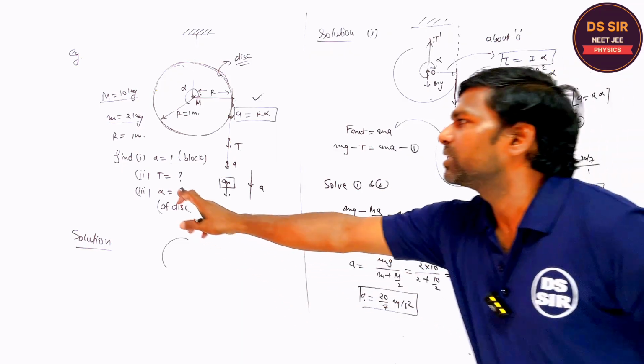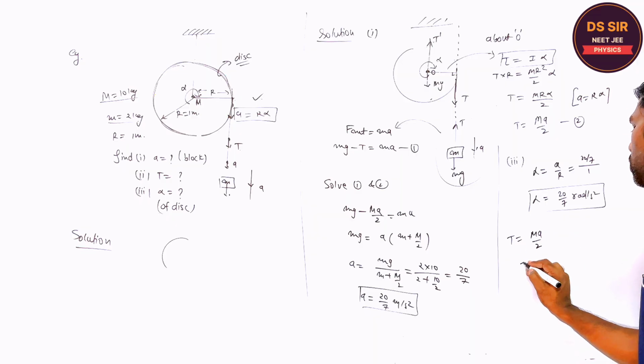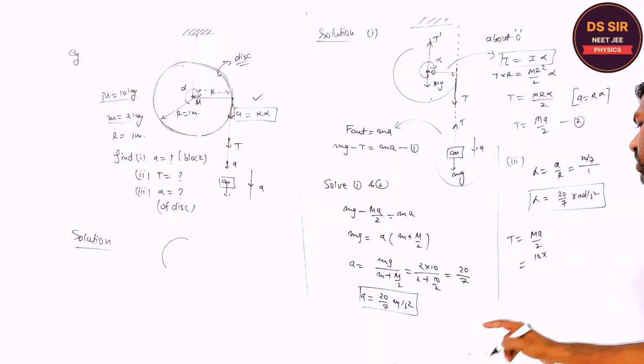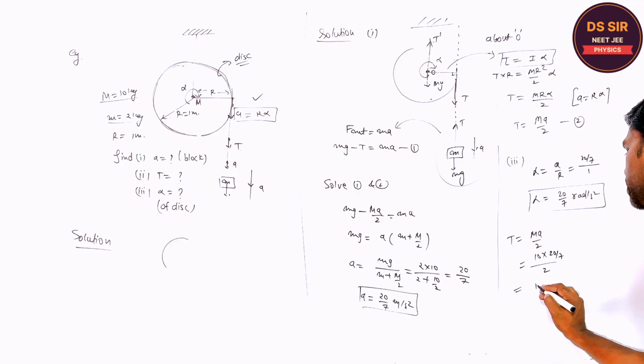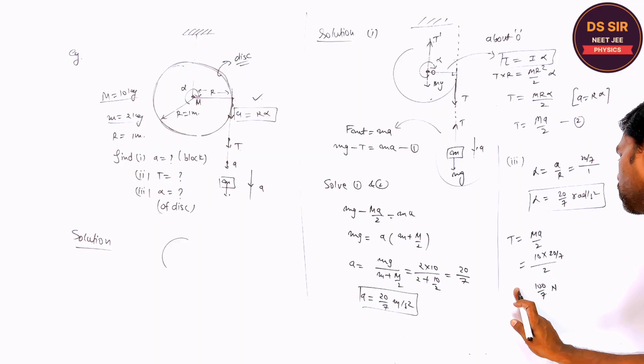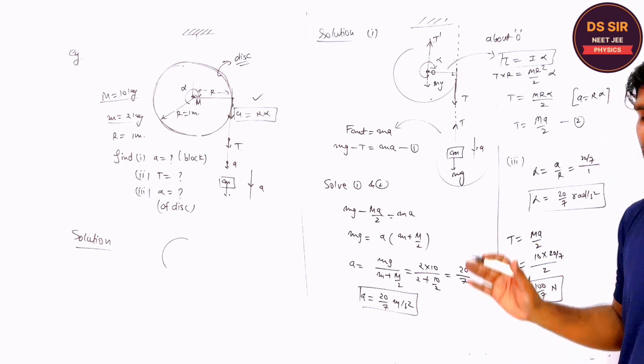In the second part, the tension can be found as Ma by 2. What is the capital M? It is 10. What is the acceleration? 20 upon 7. It is 2. So it is 100 upon 7 Newton, the tension in the string. Is it clear or not? Copy this.